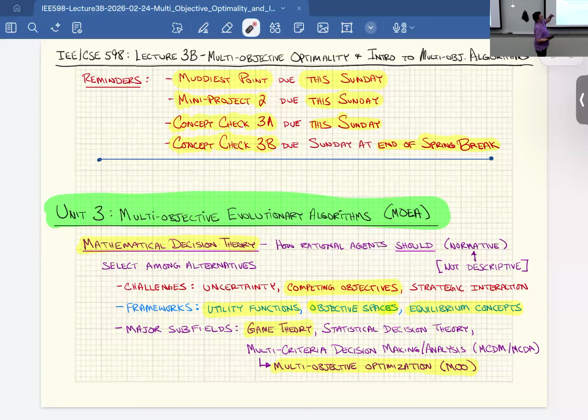Concept check 3A and 3B. Extended these a little bit so that 3A is due this Sunday and 3B is due the Sunday at the end of spring break. So those 2 are spread out a little bit more.